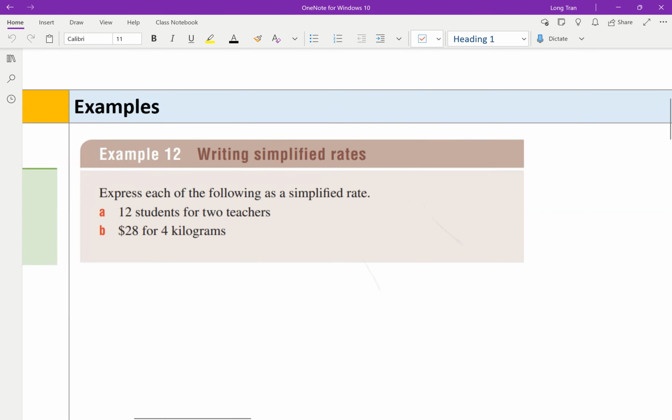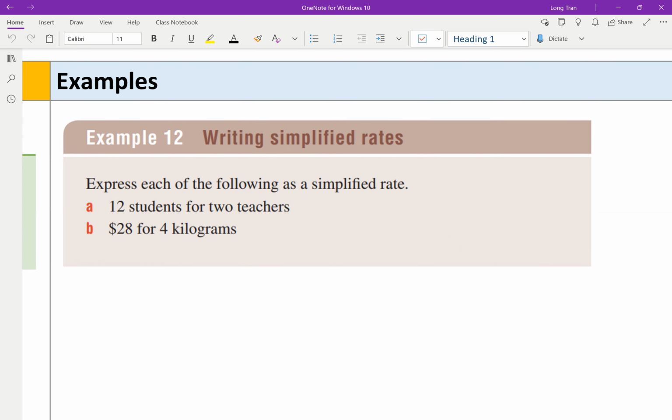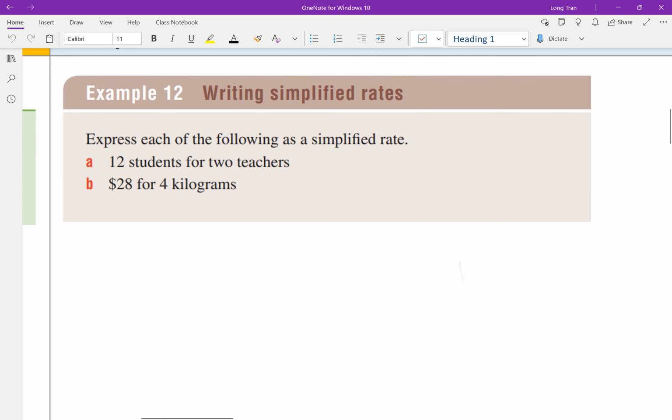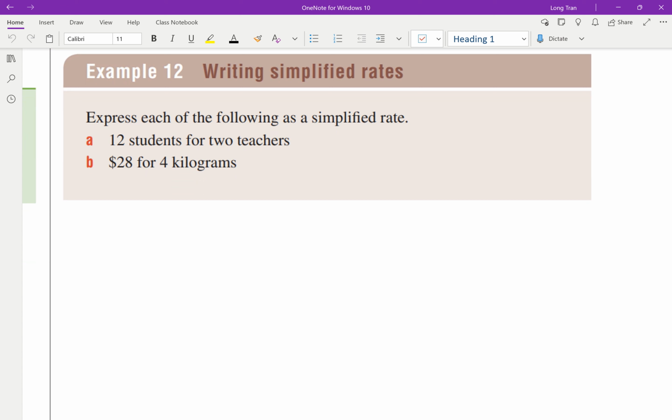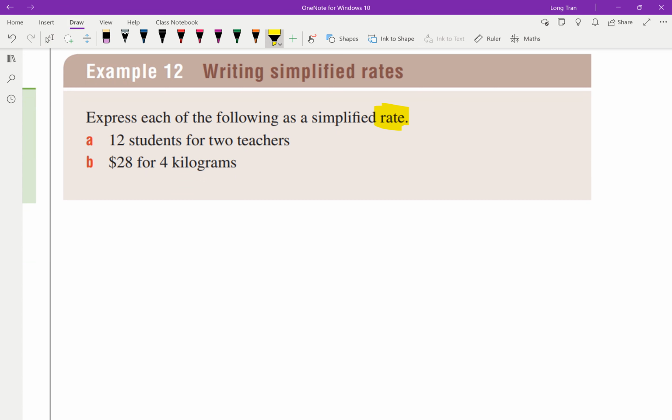What is a rate? So let's do a first example. It says to express each of the following as a simplified rate. Well, first thing is, what is a rate? Well, a rate is very similar to ratios, except this time you've got a context. You've got an application of where ratios can be applied, but it's almost like with two quantities simultaneously. So we have a look at this here.